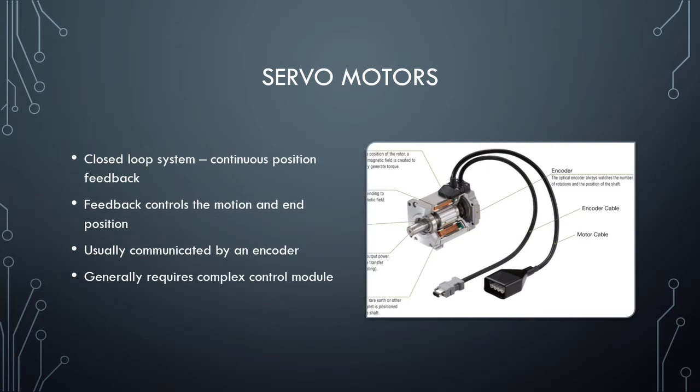Another point to note on servo motors is that they do require complex control modules usually, and this should make sense because of that closed loop. There's more components within that loop. So instead of just telling the motor to move and it moves, there's that continuous feedback loop that you need more pieces for that to run.